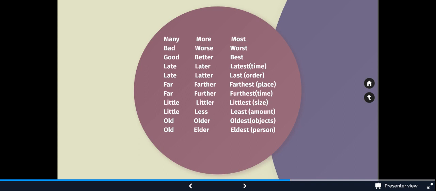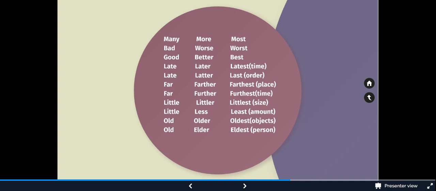Okay. And if you have to talk about the third thing, then you say last. If we do more examples, it will become clear. Far, farther, farthest, if you're talking about distance or place. And far, further, furthest, if you're talking about time. Further plans. Little, littler, littlest, if you're talking about size. Then little, less, least, if you're talking about amount of something.